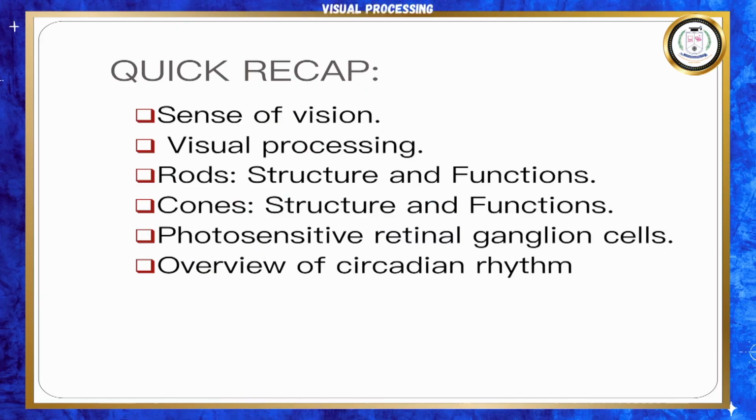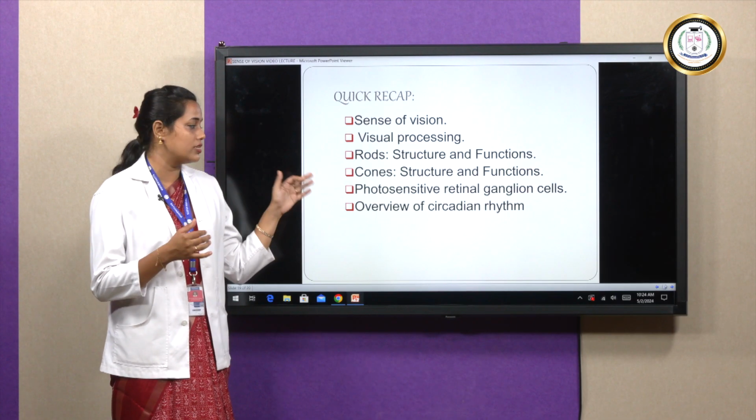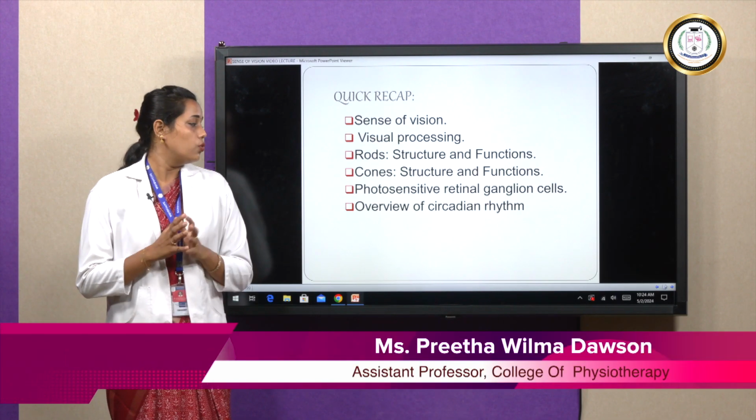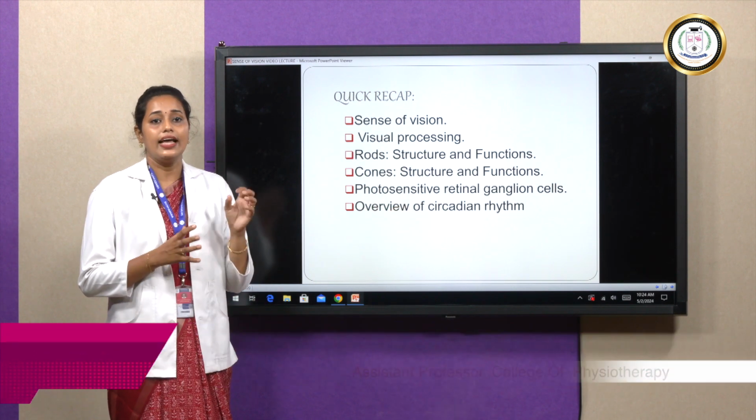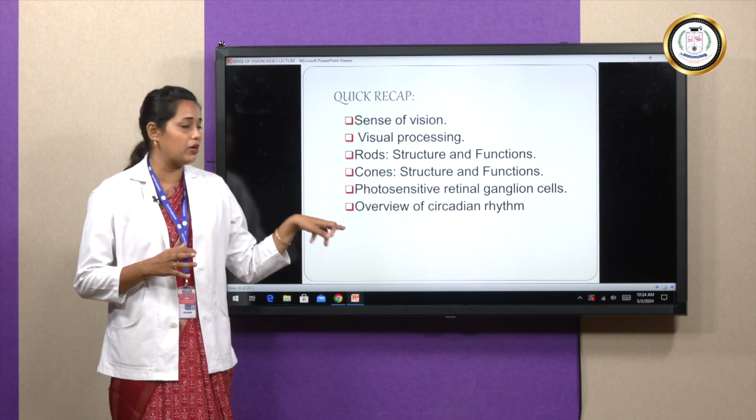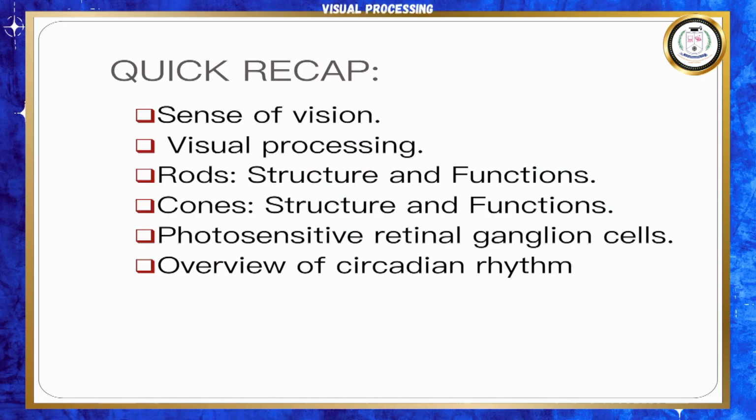After that, we studied in detail the structure, functions and components of rods and cones as well. Then we had an overview of photosensitive retinal ganglion cells, and the major thing they regulate is the circadian rhythm, and we just had an overview of it.